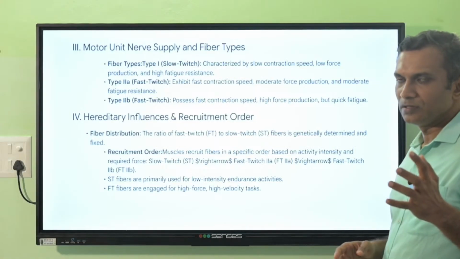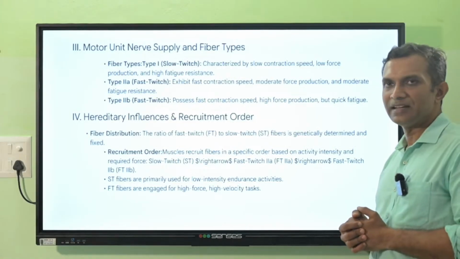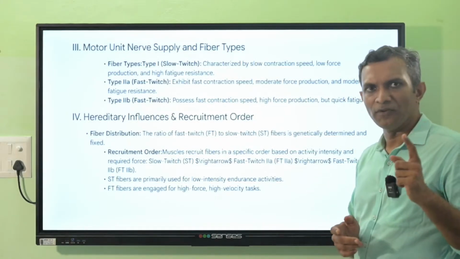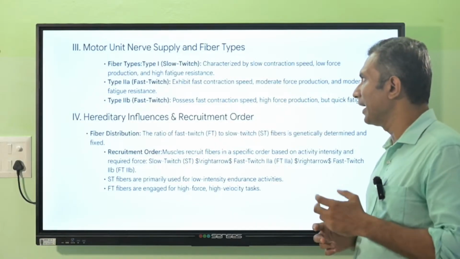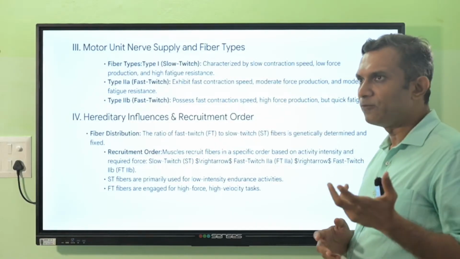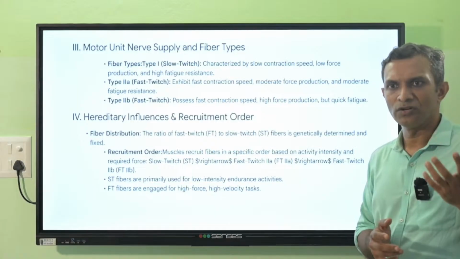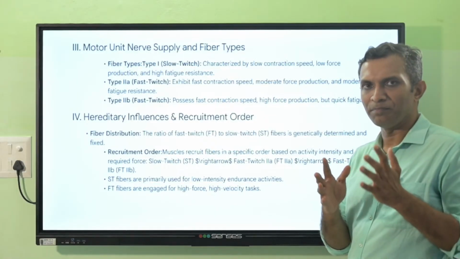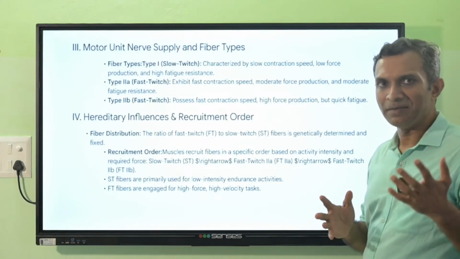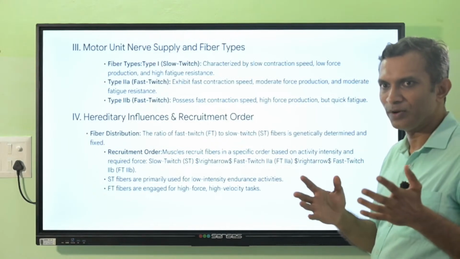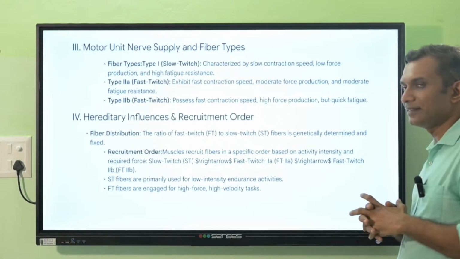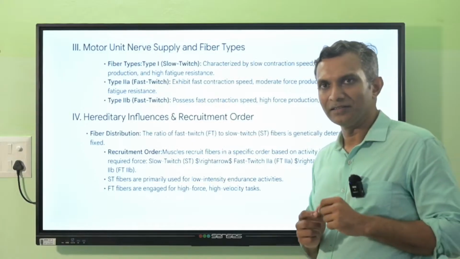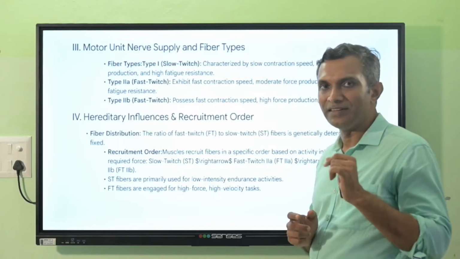So the muscles basically consist of three types of fibers. There are type 1, type 2A, and type 2B. The type 1 muscles are called slow twitch muscles. These slow twitch muscles have particular characteristics. As the name suggests, they are slow in contraction speed and they have low force production. And the most important factor, they have high fatigue resistance.